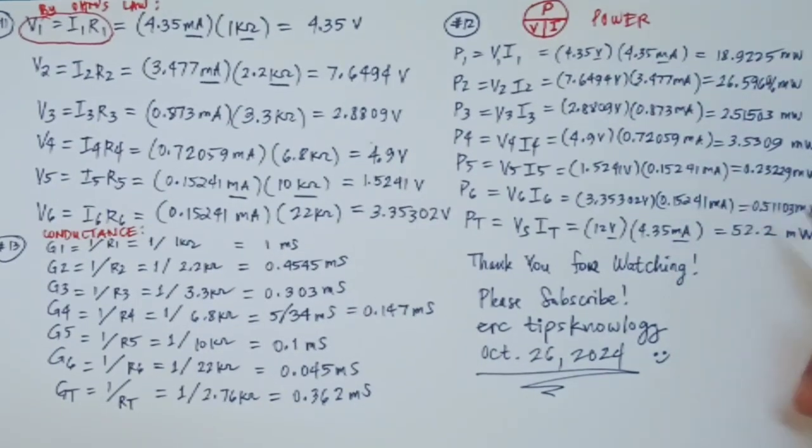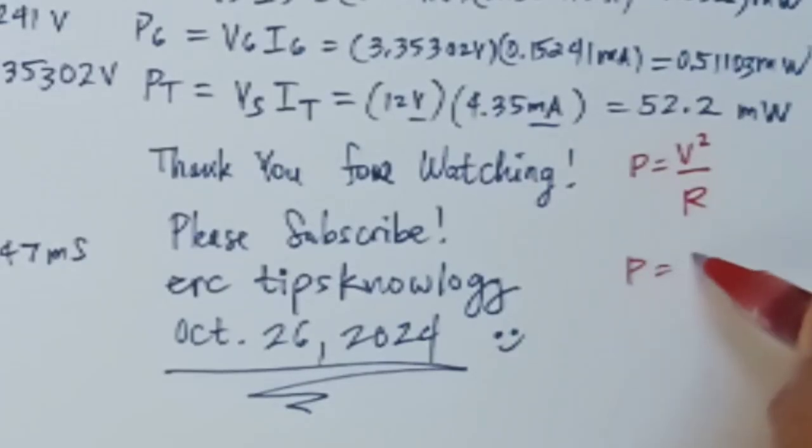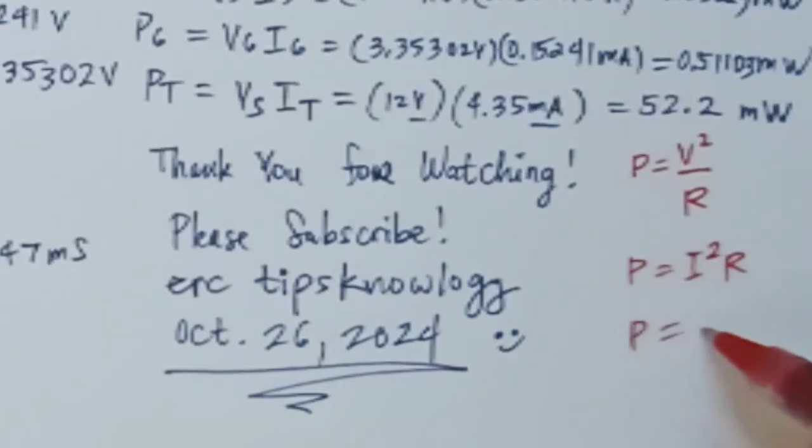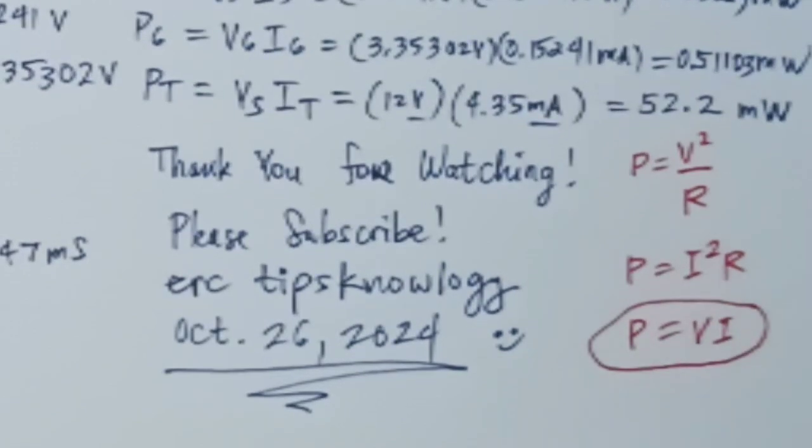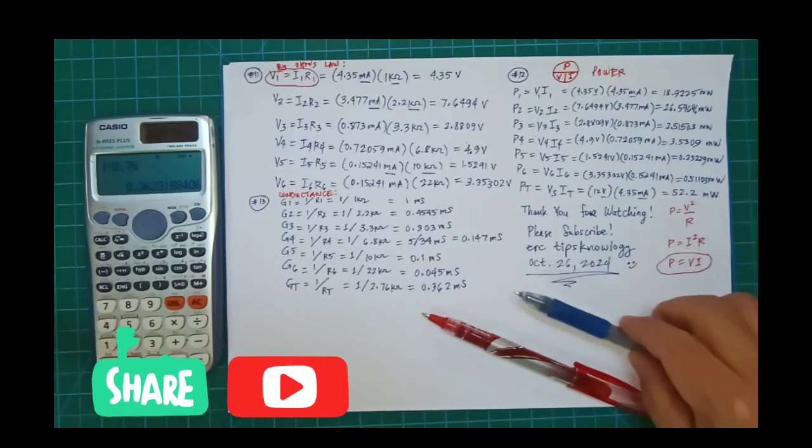Now for the power, before we end, remember we can also use another formula, V squared over R, or we can use I squared multiplied with R. But we have chosen to use P equals VI.